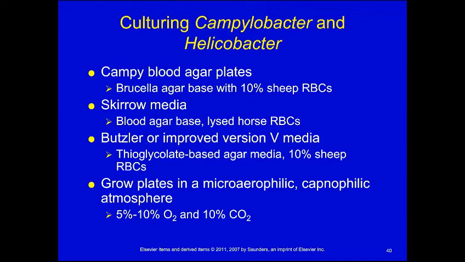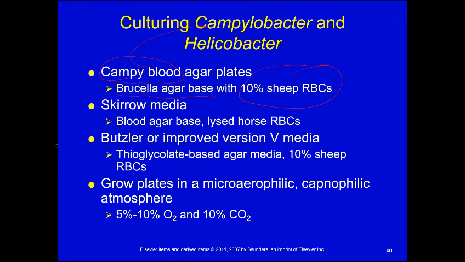Next, how do we culture your Campylobacter and Helicobacter? For these two, you may use the Campy blood agar plates. Campy blood agar plates is for Campylobacter. This is a Brucella agar base with 10% sheep's blood agar. Again, Campy BAP, you call that Campy BAP kasi Campy blood agar. For Campylobacter, actually, it is a Brucella agar. It is used for the isolation of your Brucella. You just have to add 10% sheep blood agar to make it as a Campy BAP.